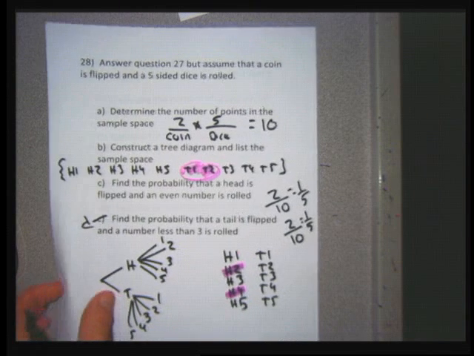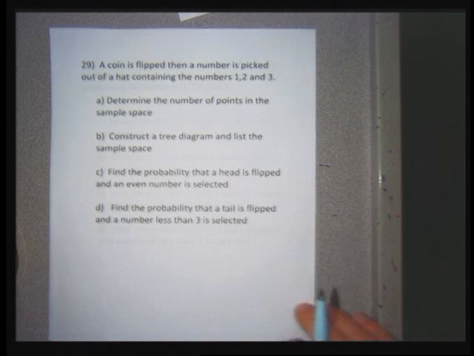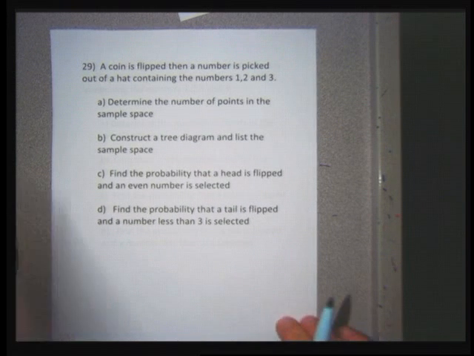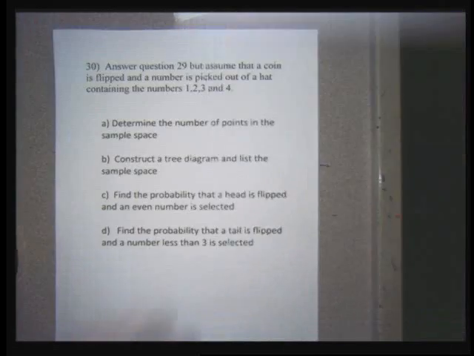Now 29 is a similar problem, flipping a coin and then using a number from 1, 2, and 3. There's going to be 2 times 3, 6 items in the sample space. You make your tree diagram and you answer the questions. You have to pause the video. I'm going to do 30, and that's going to be getting close to the end.